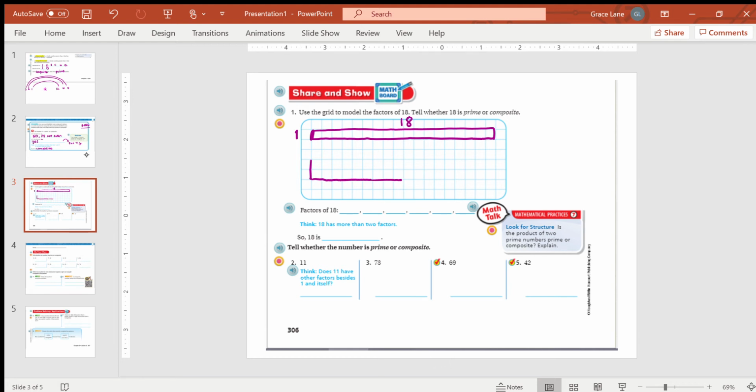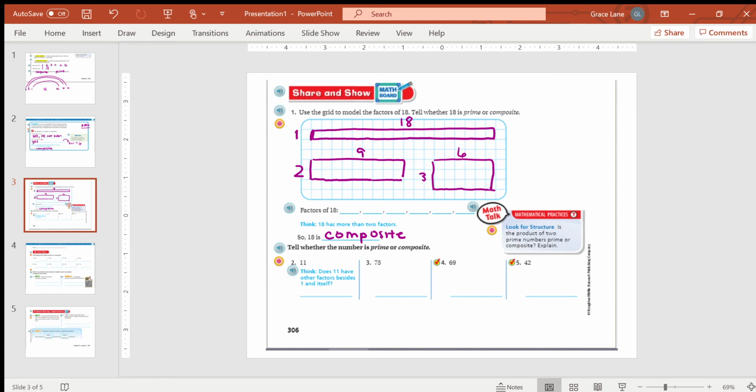I think that's not, but 2 rows of 9, because I know that 2 times 9 is 18. You could also do 3 rows of 6, because you know that 3 times 6 is 18. So that proves that this number is composite, because it has more factors than just 1 and itself.